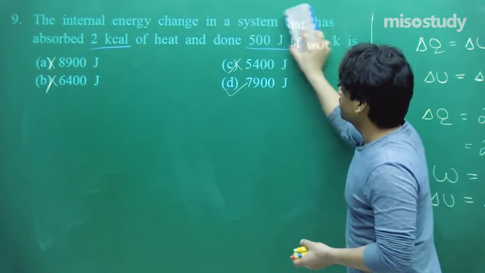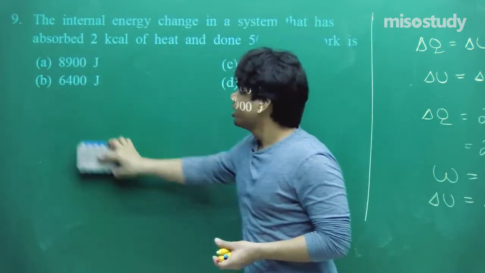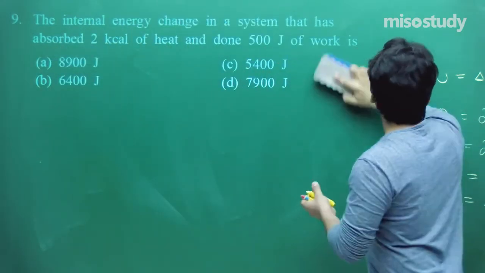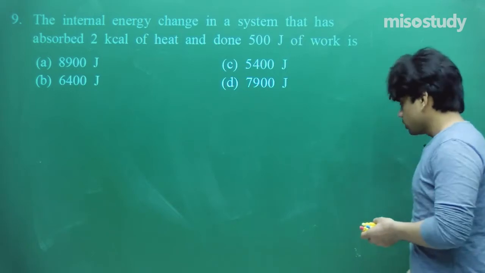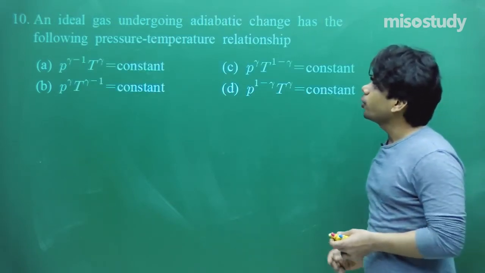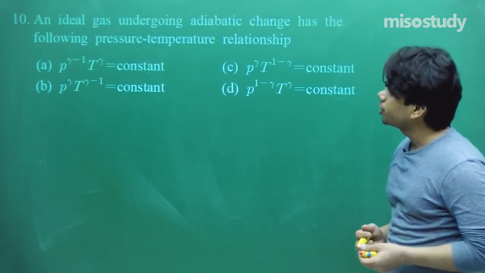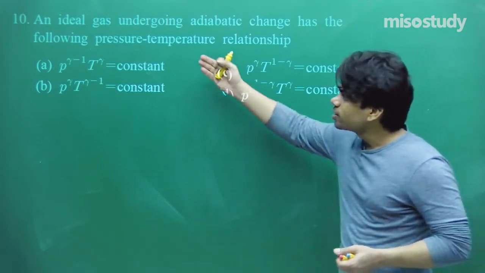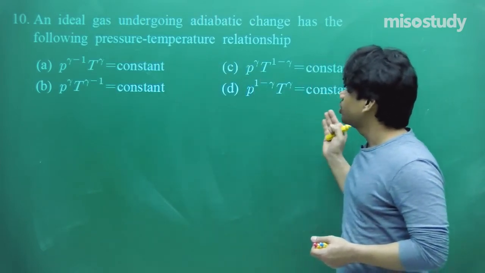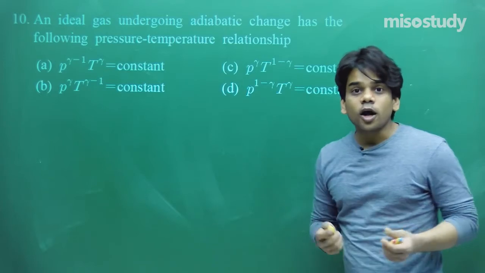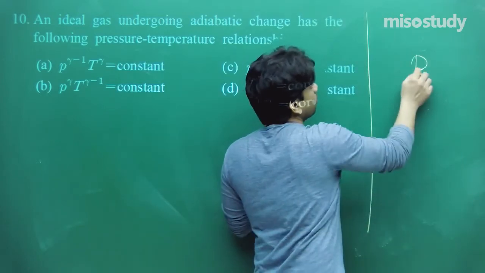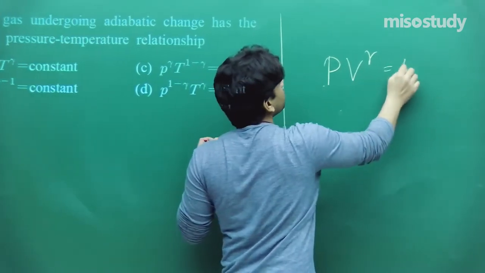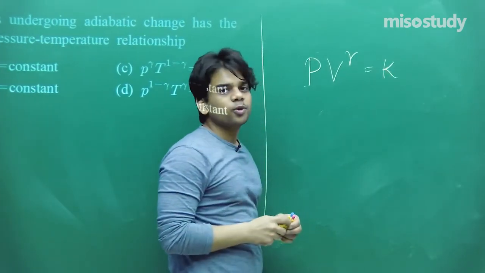Hope that you have understood how to do such kind of question. Let's switch to the last question of the session, and I hope that you have learnt a lot with all such practices. Question number 10. An ideal gas undergoing adiabatic change has the following pressure temperature relationship. First, we want the pressure temperature relationship. You can see all the 4 options. We all know that PV power gamma equals constant for an adiabatic process.